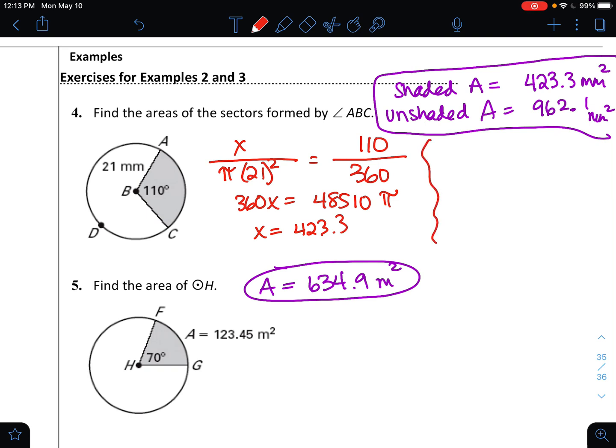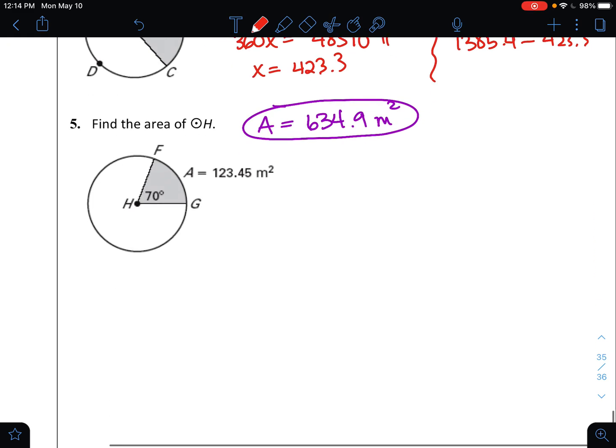And then I just did total area. So I just calculated pi times radius squared. So that was, and I rounded that to, let's see, 1,385.4. And so I just did that, take away the 423. Okay, so that's where my two values came from.